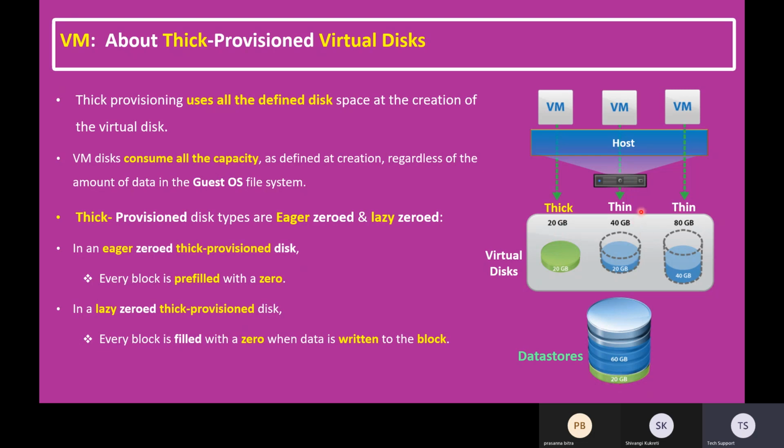But for the thin disk format, we actually assigned 80 plus 40, which means we assigned 120 GB of size. Within the 120 GB, it won't consume 120 GB on our datastore. It will consume only the actual usage size. So the actual usage within the 40 GB is 20 GB, and within the 80 GB, the actual usage is 40 GB. So 40 plus 20, only 60 GB is consumed from our datastore.